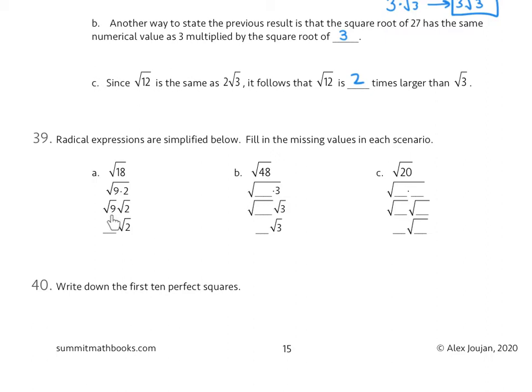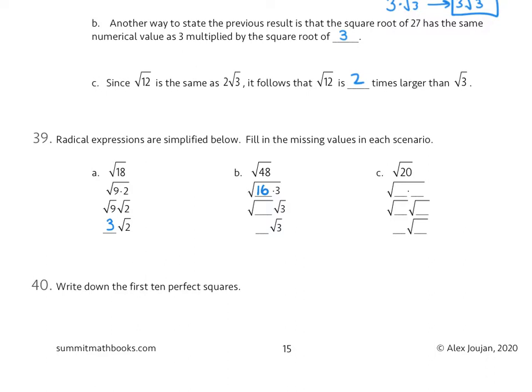I can separate it as root 9, root 2, and then root 9 is just 3. So 3 root 2. Next, part B. Root 48. 48 is something times 3. What times 3? It might take you a little while to figure this out, but 16 times 3 is 48.